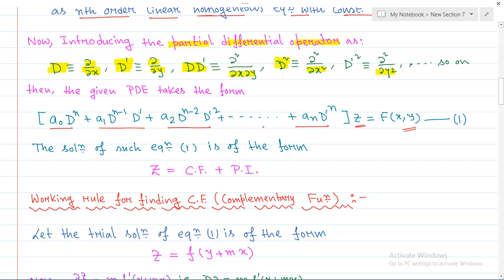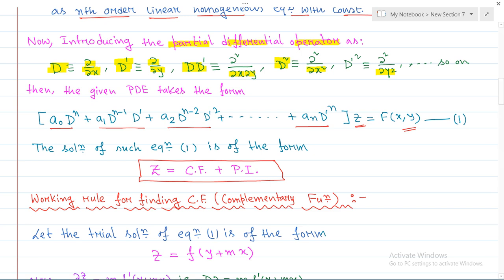Always remember, such an equation has its general solution in the form z equals CF plus PI. What is CF and what is PI? CF is the complementary function and PI is the particular integral. In today's video lecture we want to learn what the complementary function is and how to find it. From the next video lecture I am going to discuss the particular integral.